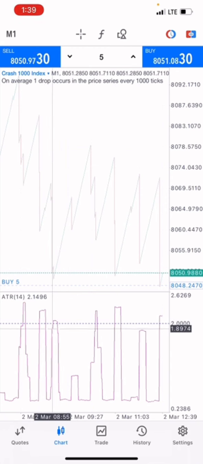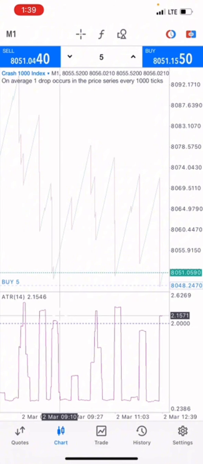Look at this first point. It didn't reach this 2 level. The next spike reached the 2 level. And then you take your profit. 6 candles and go.